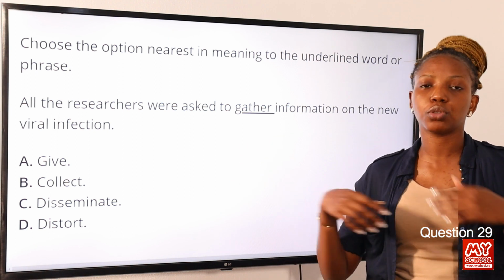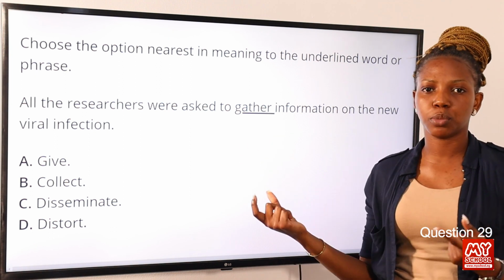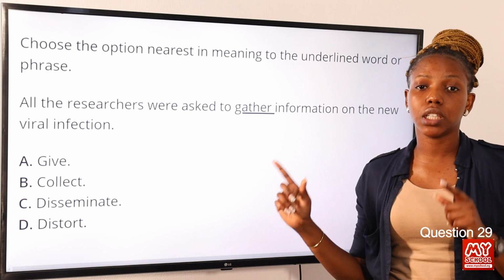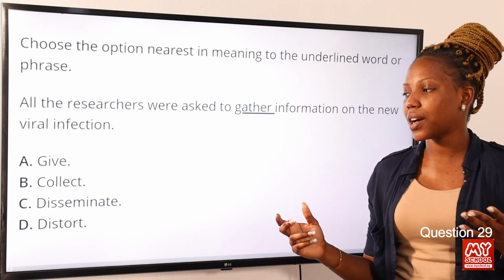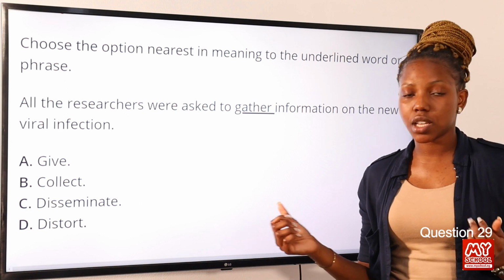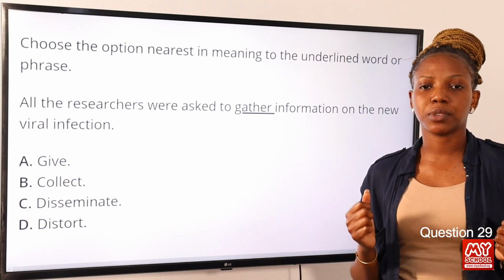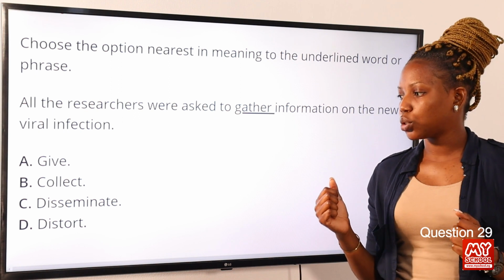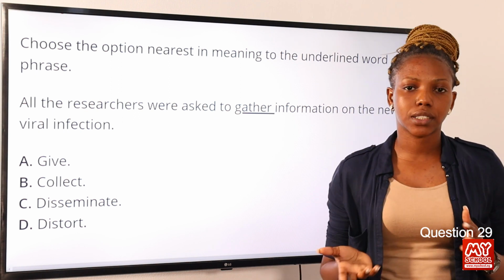To gather is to collect something. So they are both synonymous, and therefore, option B is the correct answer to this question. However, disseminate means to spread. Option D, distort, is to twist or pull something out of shape. So, option B is the correct answer to this question.